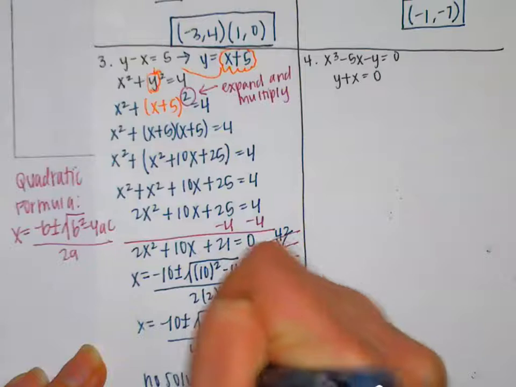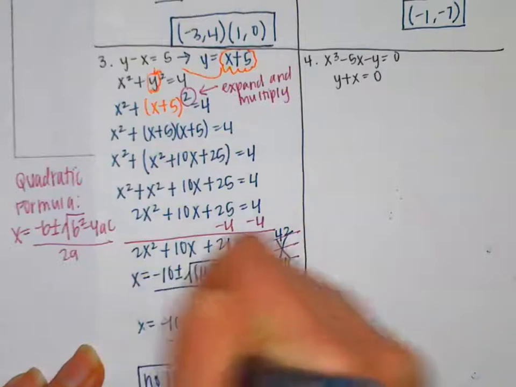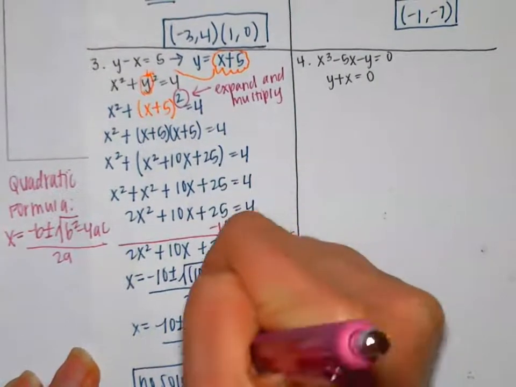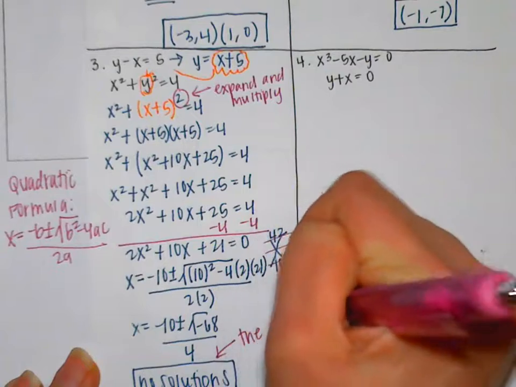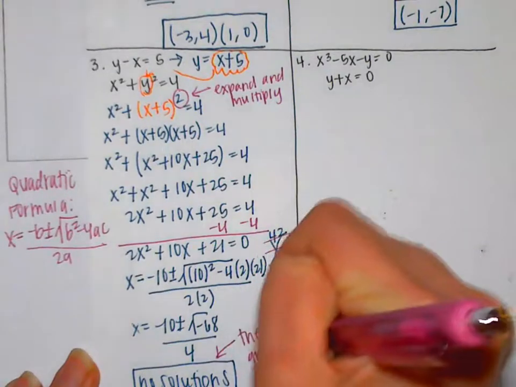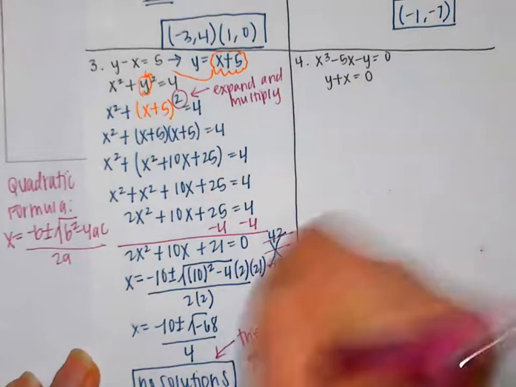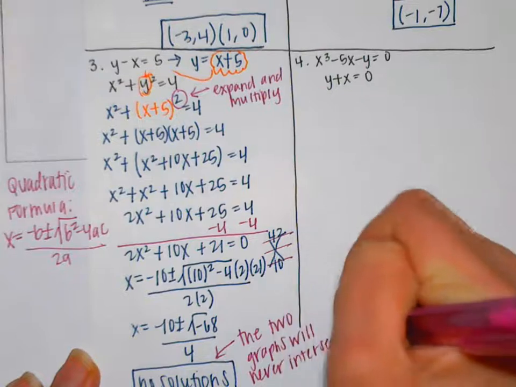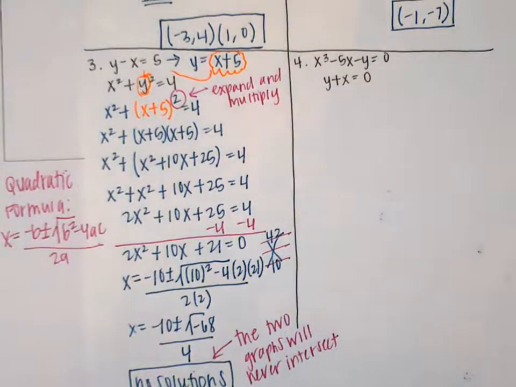No solutions. And again, that means the two graphs will never intersect. Now, again, we can look at our graphs and see what those look like.